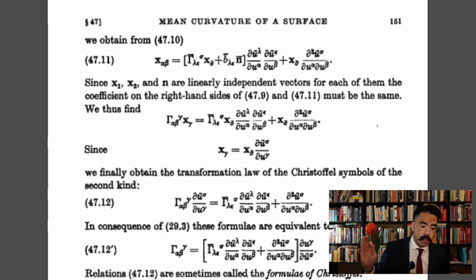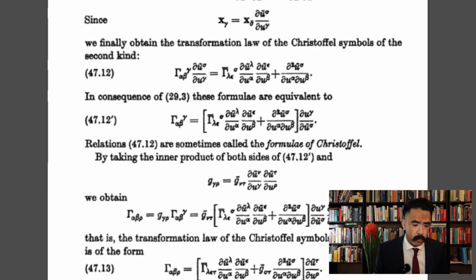Since x_γ equals x_σ̄ ∂ū^σ/∂u^γ, we finally obtain the transformation law of the Christoffel symbols of the second kind: Γ^γ_{αβ} ∂ū^σ/∂u^γ equals Γ̄^σ_{λε} ∂ū^λ/∂u^α ∂ū^ε/∂u^β plus ∂²ū^σ/∂u^α∂u^β.